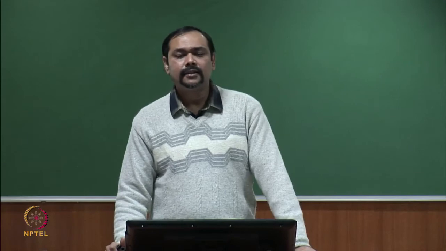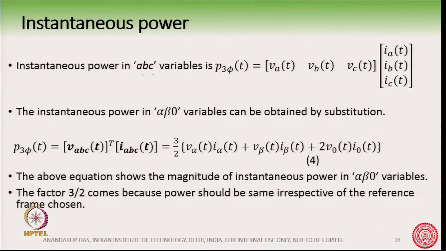How do we define power? The instantaneous 3-phase power in ABC variables is VA times IA plus VB times IB plus VC times IC.